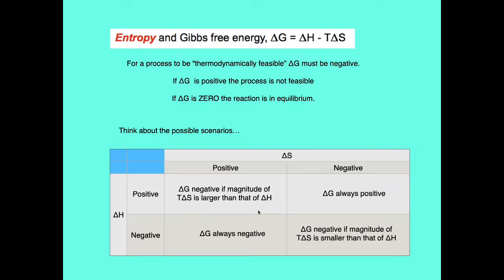And then we go back to one of these 50-50s. If we've got a negative delta H, so this term is negative, and we've got a negative delta S, so this term is positive, then it's going to be a fight between the two terms, isn't it? So delta G will be negative if the magnitude of T delta S is smaller than that of delta H. Okay, think about that for a while.